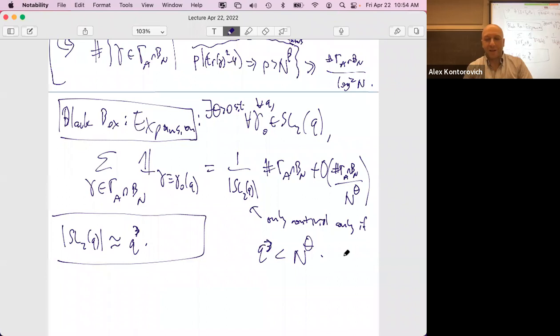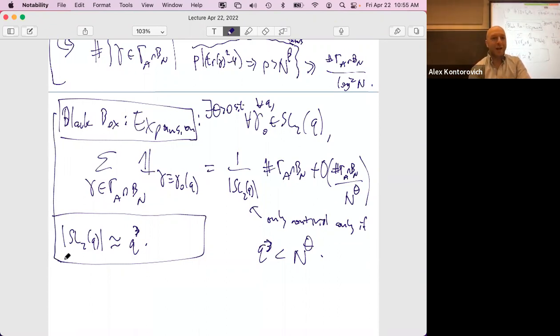Sorry, Lewis, you said something? I was just saying what you said, that we're thinking of Q as large, not as fixed. Exactly. Q is allowed to grow with N up to a limit. It's allowed to go past that, but then I don't have any information.